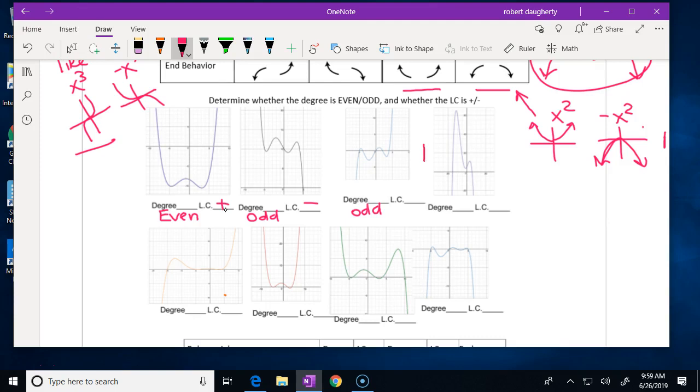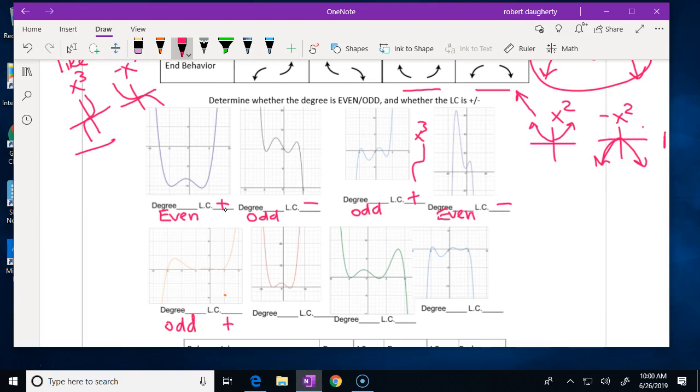And since it looks like x cubed, remember that's what x cubed looks like, this is a positive coefficient. The next one, it goes down on both ends. So that means this is an even degree with a negative coefficient. Looking on the bottom row, I see that this is an odd degree and the leading coefficient is positive.